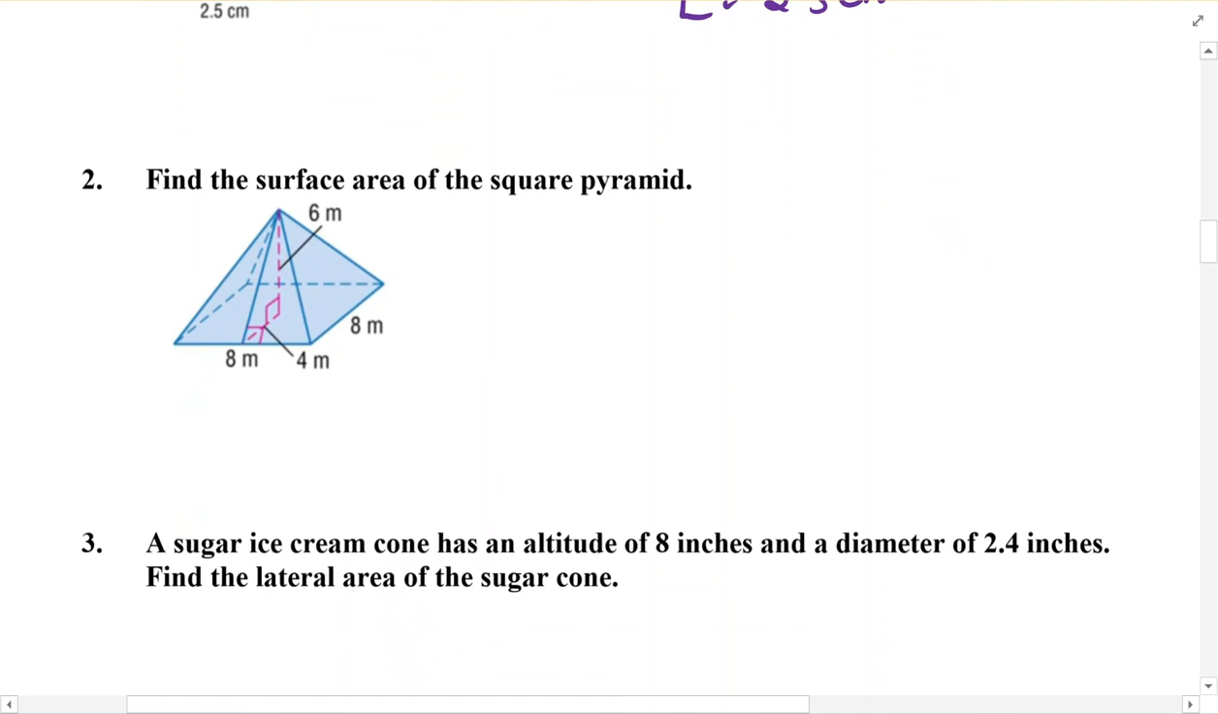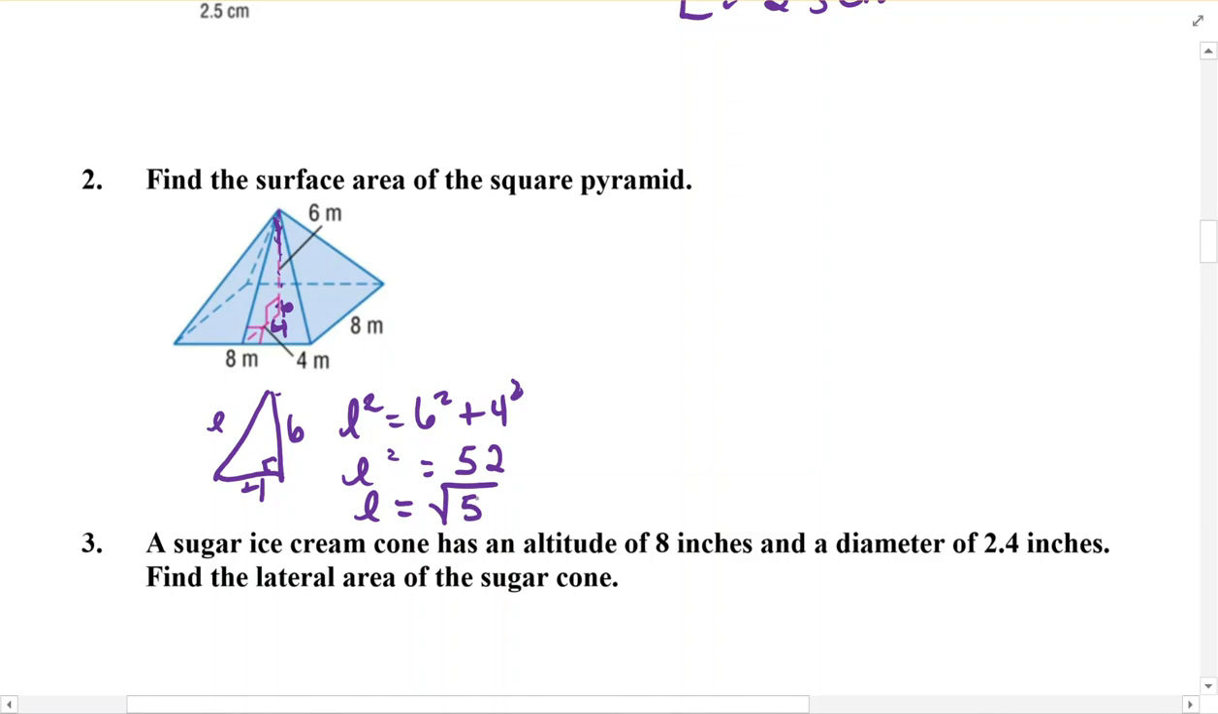In the next problem, we want to find the surface area of a square pyramid again, but we're not given the slant height. We know that if I went straight down for the altitude of a pyramid, it's going to hit right in the center. So that means each of these sides are divided in half, so that's 4 for that side right there. So to find the slant height here, we have 4 and 6, so L squared equals 6 squared plus 4 squared. So L squared equals 36 plus 16, which is 52. Taking the square root of that, we have the slant height is the square root of 52.